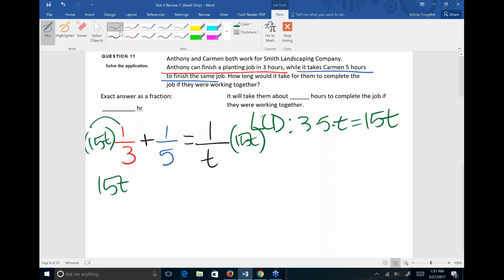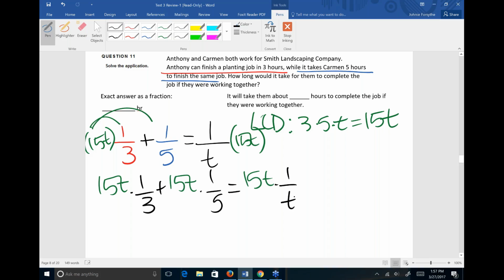15t times 1 over 3 plus 15t times 1 over 5 equals 15t times 1 over t. So 15t times 1/3, if we look, 15 divided by 3, 3 goes into 15 5 times, 3 goes into 3 1 time. So now we just have 5t times 1, so that's just 5t.